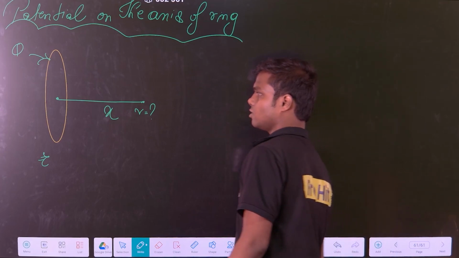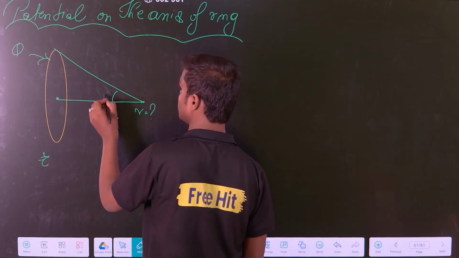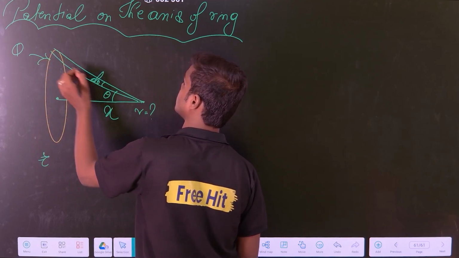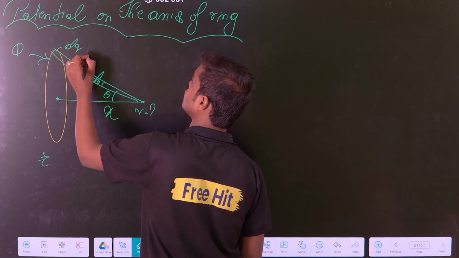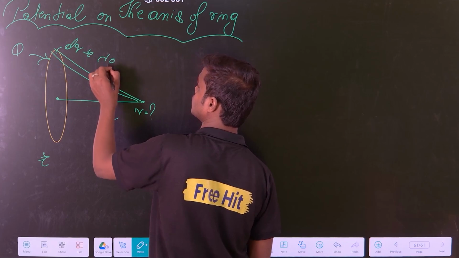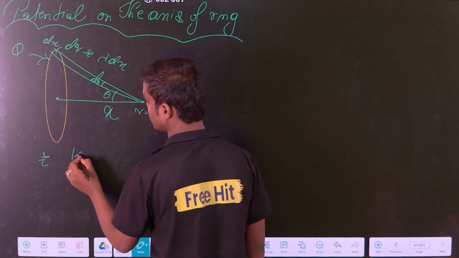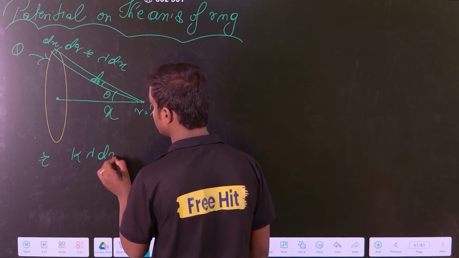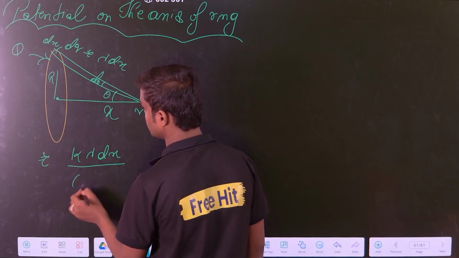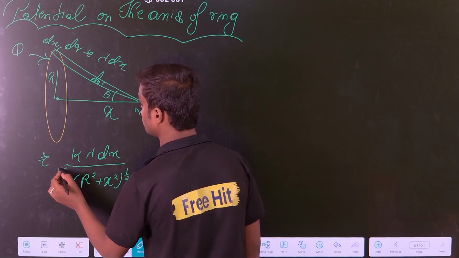So what you will do is, from here you go to some angle theta, to d theta, and you take some element dq. That dq will be equal to how much? Lambda into dx. This is a small dx. And what will you write? You will write the potential: k, q is lambda dx. What is the distance? Suppose r. What is the distance? R square plus x square to the power 1 by 2. That is a small potential dV.